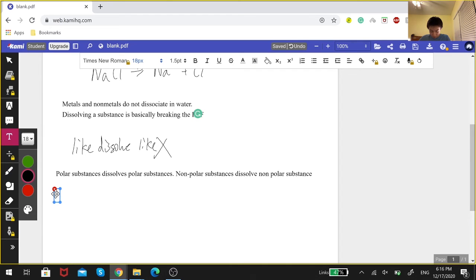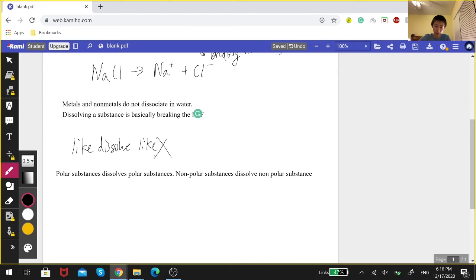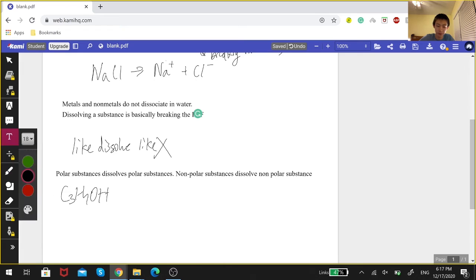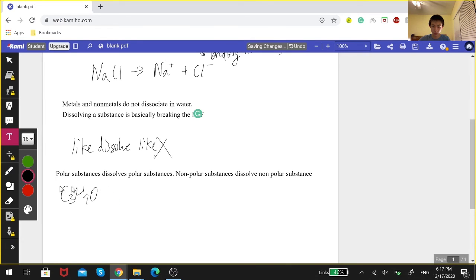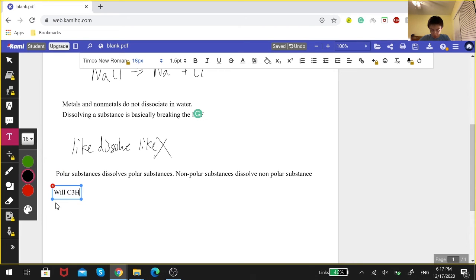And finally, let's do an example over here, all right? We have C3H7OH being dissolved. So let's do an example. Will C3H7OH dissolve when placed in water?